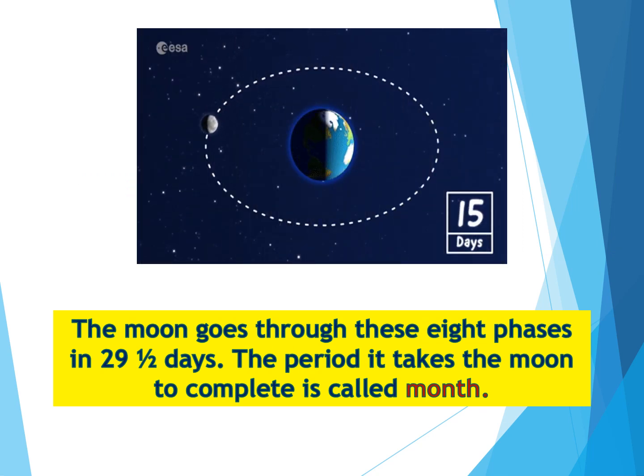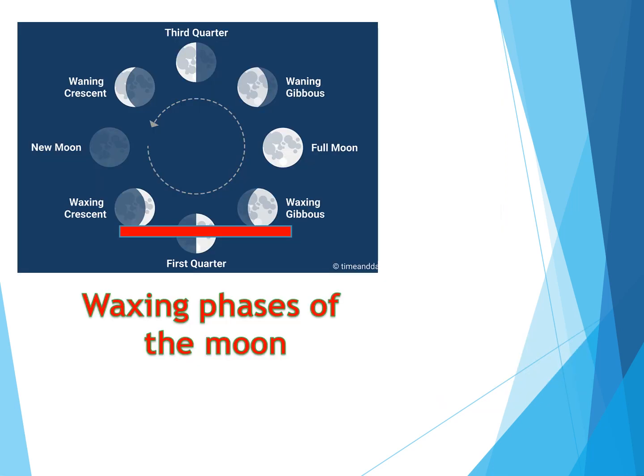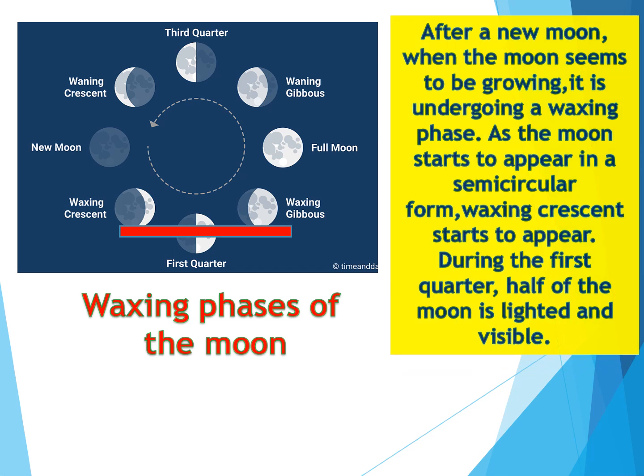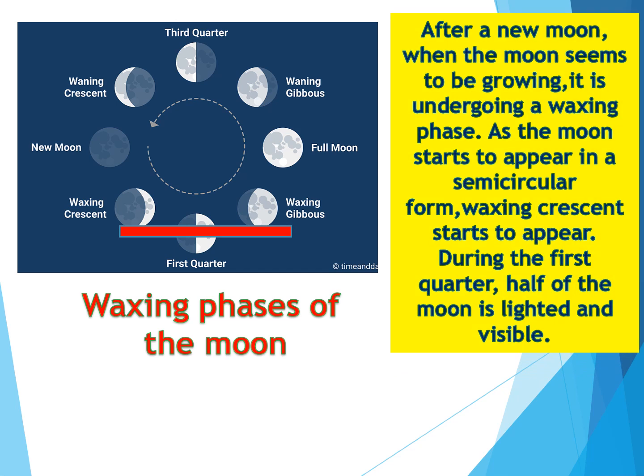The moon goes through these 8 phases in 29.5 days. The period it takes the moon to complete is called a month. Let us discuss the waxing phases of the moon. After a new moon, when the moon seems to be growing, it is undergoing a waxing phase.